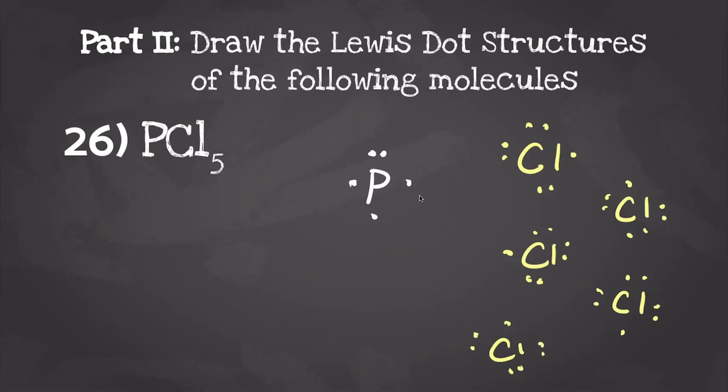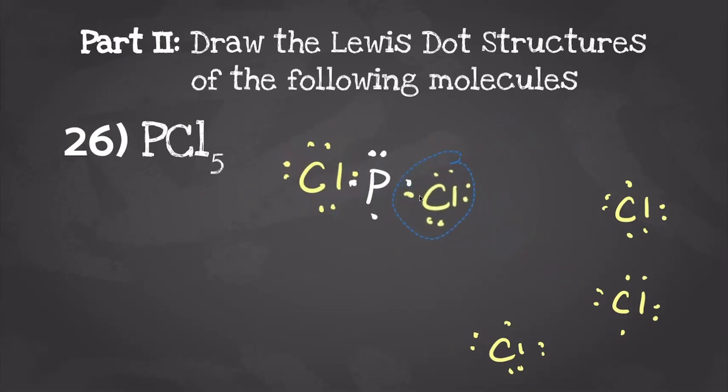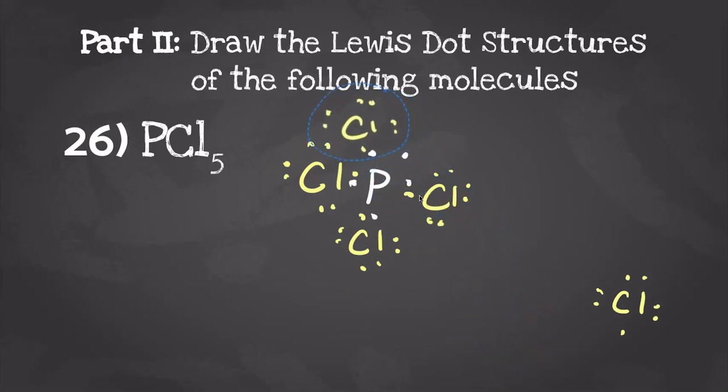Where do these all fit? Well, it's pretty easy to see that we can fit 1 chlorine there, another chlorine there, and 1 chlorine here. However, phosphorus is in the third group, so it can fit more than 8 electrons. It can do this by splitting. We can split this lone pair, and I can fit 1 chlorine here and another chlorine there.